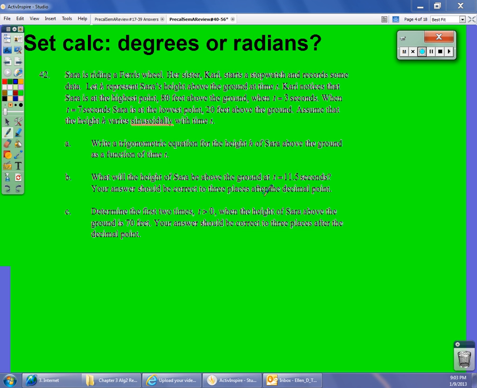On number 42, we have another word problem. This is a Ferris wheel problem. First thing that I always like to do is draw a graph.